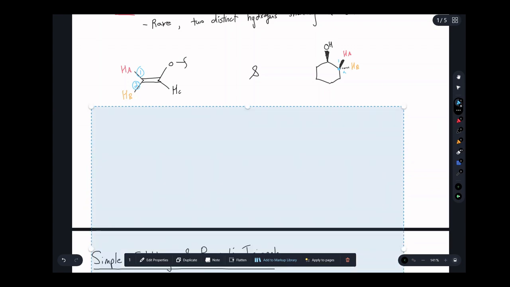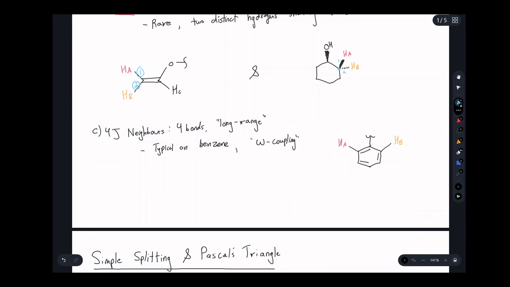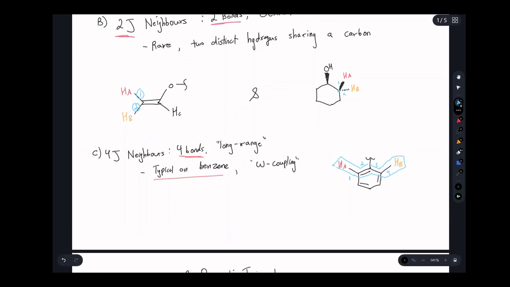The last kind, there it is, 4J neighbors. Now these are pretty rare, but they're 4 bonds apart. We sometimes call this long-range coupling or W coupling. And in this course, or at this level, they're very typical on benzene. So the basic idea is that when you have a pi bond or some sort of pi system, and you can draw a W between 2 hydrogens, you'll notice that there's 1, 2, 3, 4 bonds connecting them. They'll be able to be neighbors as well.